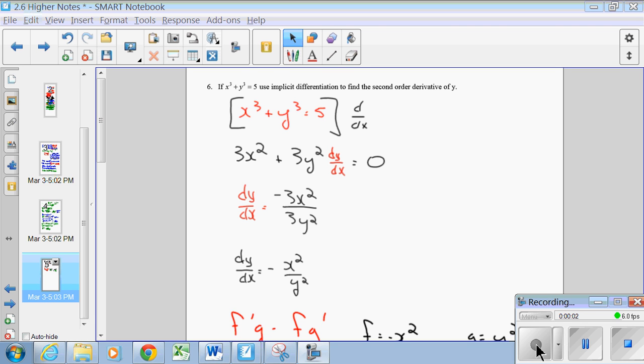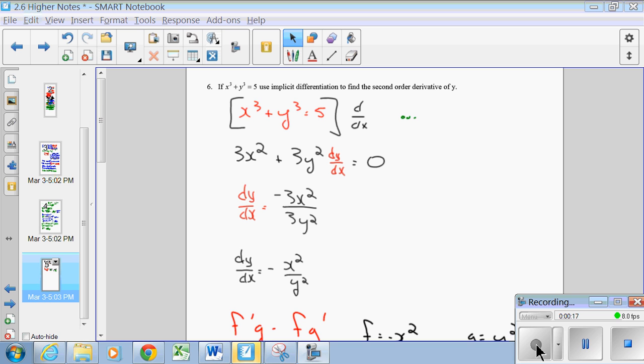This is higher derivatives example number 6, and I've done some of the work already for us to kind of speed up the example, but we'll talk about what we did. Again, the key thing is we want to use our sum and difference rule. We're going to take the derivative of every term.